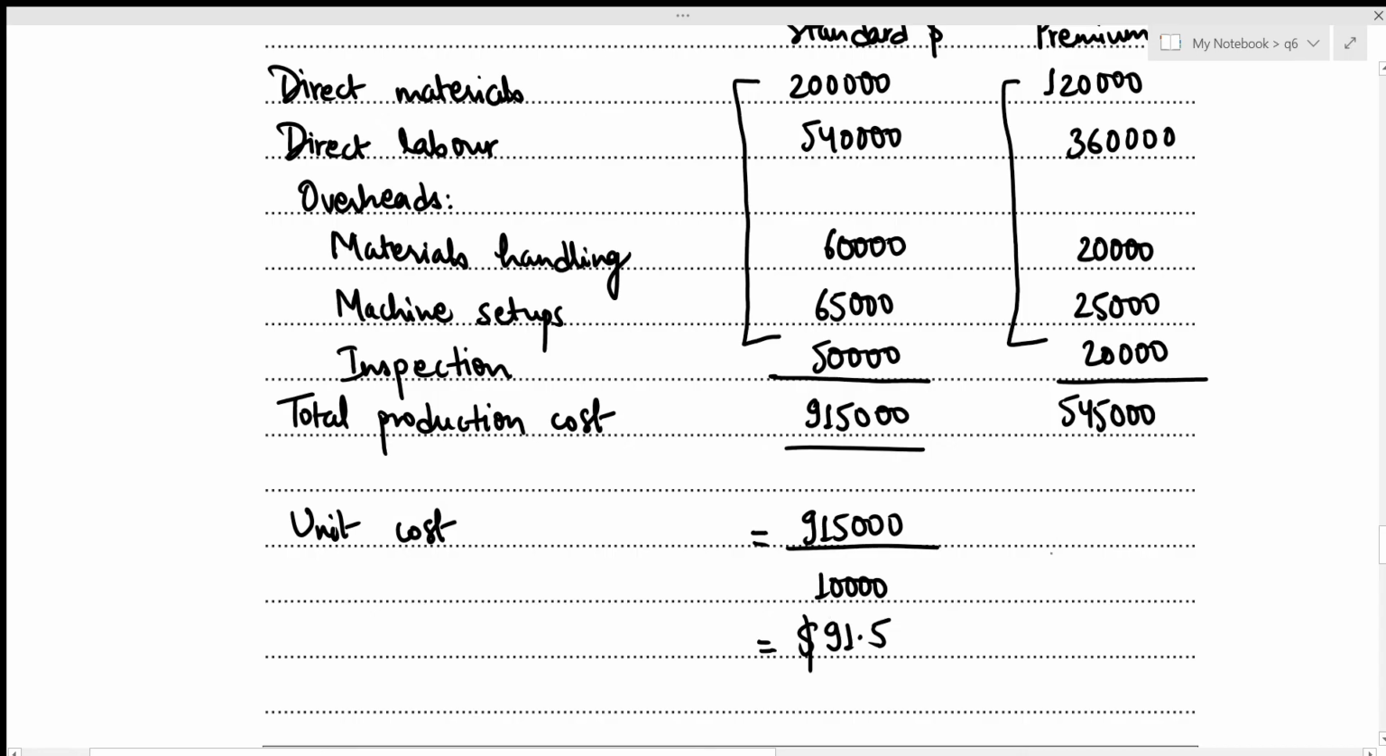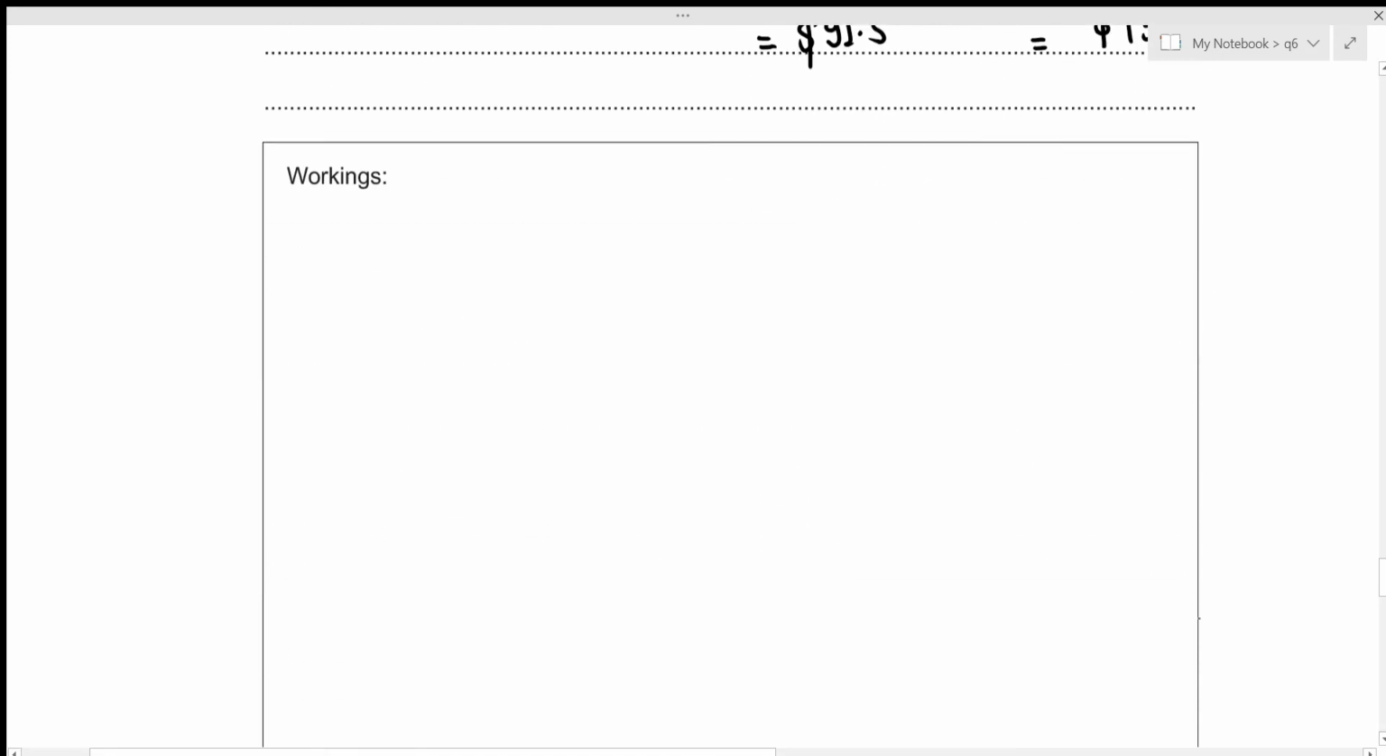Let's repeat the same process for premium. We have the total production cost of 545,000. And we know that the total production unit for premium was 4,000. So this gives our unit cost for premium to be 545,000 divided by 4,000, which results in the value of 136.25. So this concludes the 5th part of this question. Now we can move towards the 6th one.